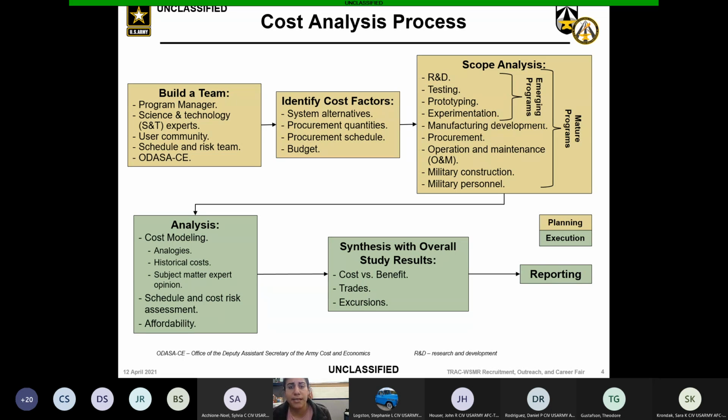And for some of these technologies that are not as mature, we do talk to a lot of subject matter experts. Once again, talking and reaching out to program managers, seeing if they can talk with industry, talking with people who are actually building it or trying to build it. And a lot of that will come in with some of the technologies that are just not as mature as others. We also look at the schedule and cost risk.